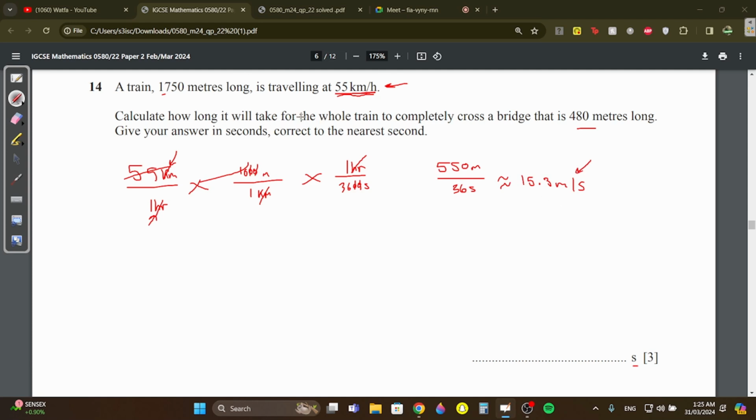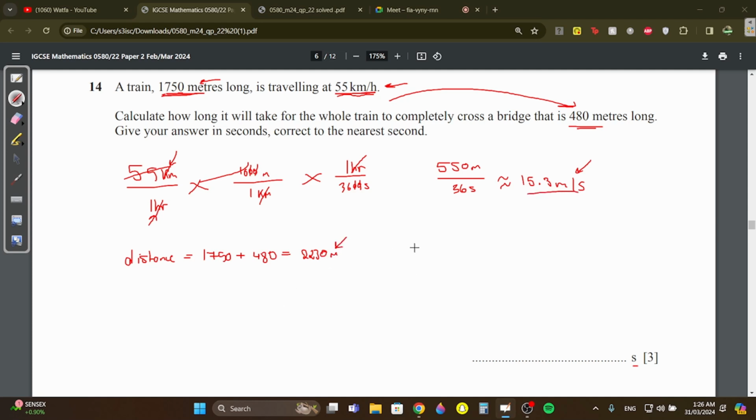Okay, but you now have a distance that the train is going to travel. You have the 1750 meters from the train, and then you have to add the 480 meters from the bridge. So the distance equals 1750 plus 480, which is equal to 2230 meters. So this is your distance, and we have the speed 15.3.